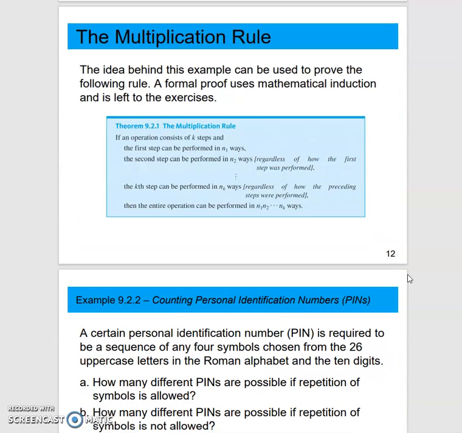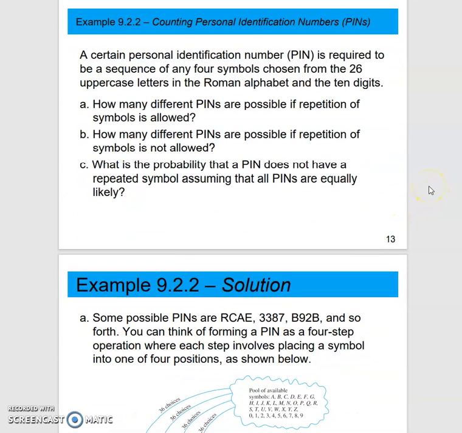So here is that multiplication rule written out. So here we've got k steps, and we're going to say the first step can be done n sub 1 ways, the second n sub 2, the kth step n sub k, and so on. In which case the entire operation can be performed in n sub 1 times n sub 2 times all the way up to n sub k ways. So I'm multiplying k n's. So I have k number of multiplications there. All right, well, let's see what that's going to look like.